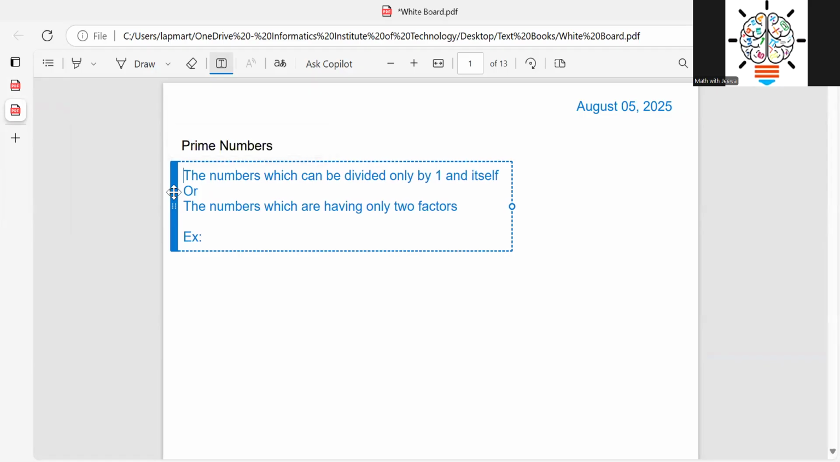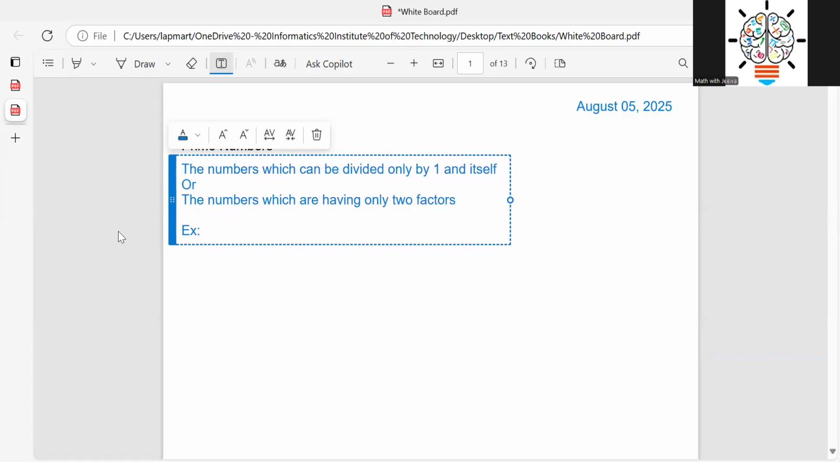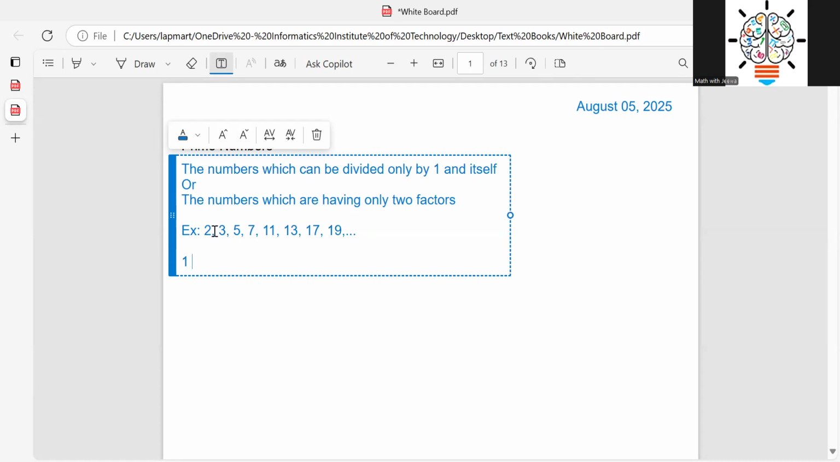If you can remember, what are prime numbers, children? The numbers which can be divided only by 1 and itself. In another way, we can say the numbers which have only 2 factors. Don't worry about these 2 definitions if you can't understand them at once, but I'll explain how it works. What are the examples of prime numbers? 2, 3, 5, 7, then 11, 13, 17, 19. I want to specifically mention 1 is not a prime number. You want to understand this.